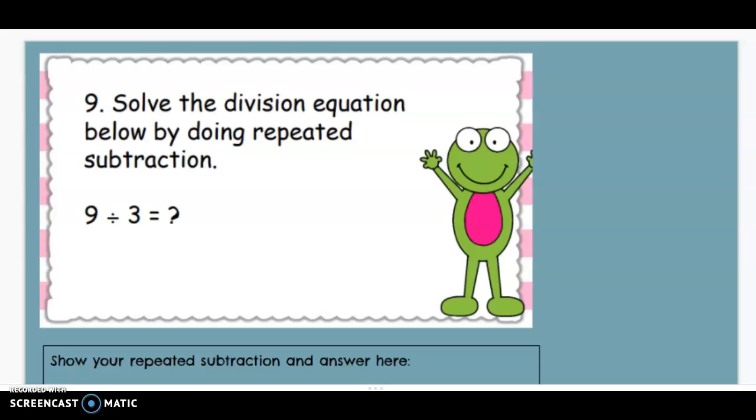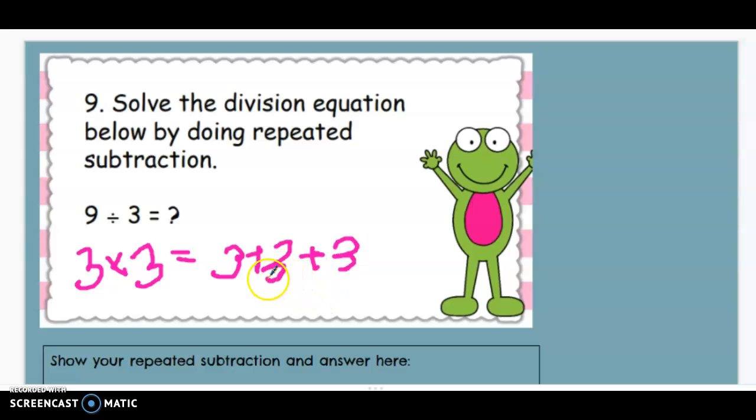Okay, so now we're done using even and odd as a divisibility rule, and we're going to practice solving division equations by doing repeated subtraction. In this case, the division problem is 9 divided by 3. Just like to do repeated addition, if this was 3 times 3, you would add 3 plus 3 plus 3, okay? So that's what this repeated addition would look like.